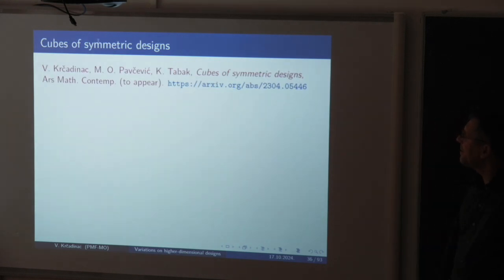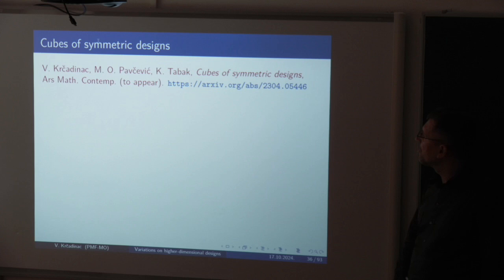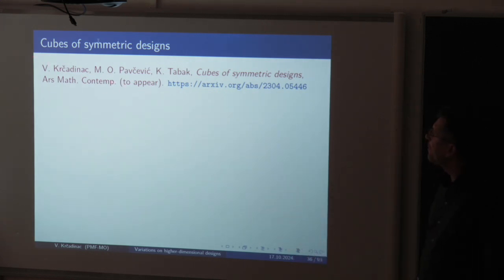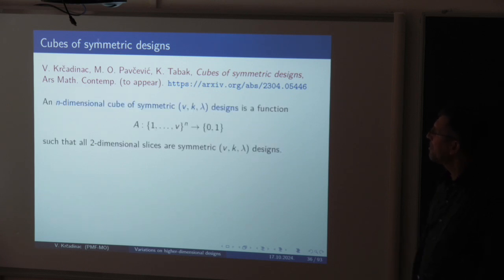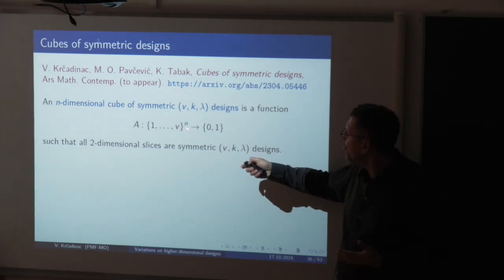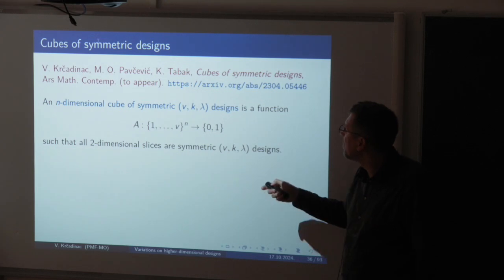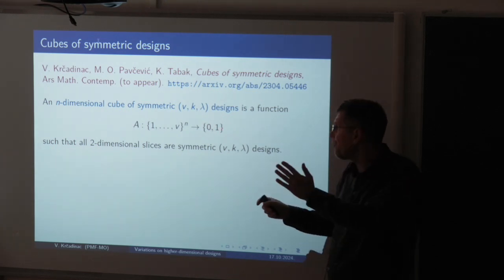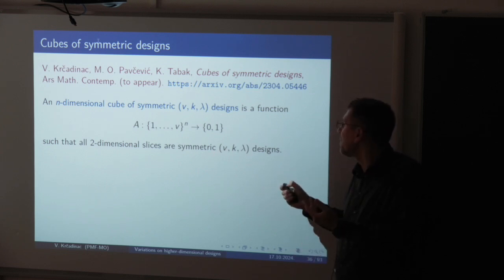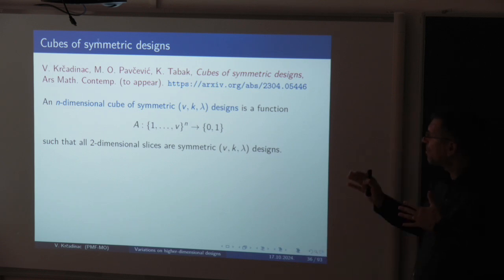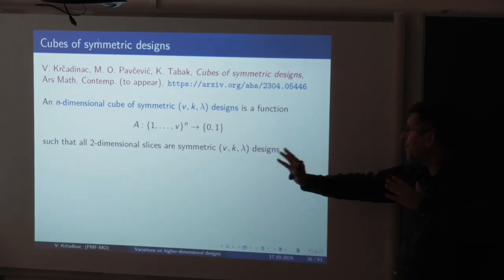And here in this paper, which is going to appear in Ars Mathematica Contemporanea, we studied an n-dimensional version of these symmetric designs, which are now just n-dimensional V times V times ... times V matrices with 0, 1 entries, such that their two-dimensional slices are symmetric (V, K, lambda) designs or incidence matrices of them. So it's just like the proper Hadamard matrices, but for symmetric designs.